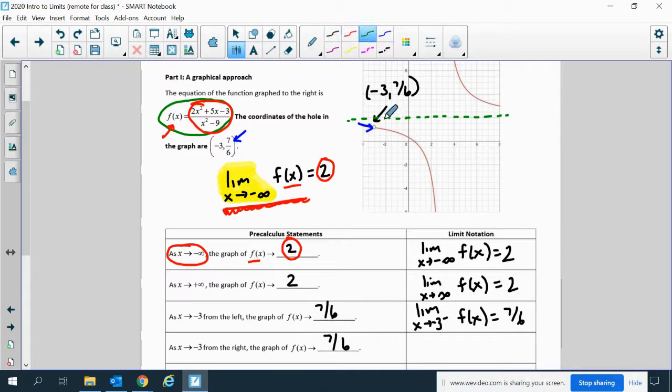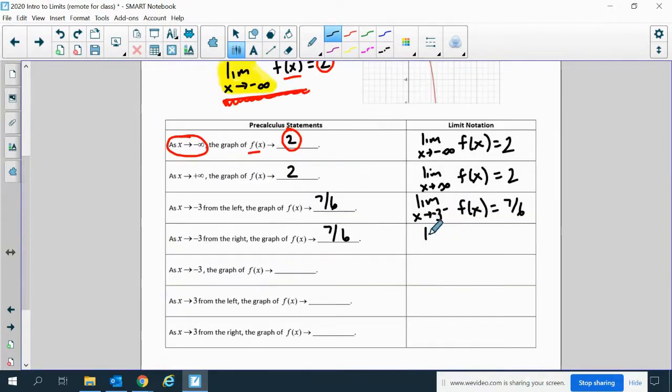Likewise, the same thing appears to be true as we approach from the right. So we would say the limit as x approaches -3 from the right of f(x) equals 7/6. As x approaches -3, the graph of f(x) approaches 7/6 because it approaches the same thing from the left and the right. So we would say that the limit as x approaches -3 of the function is 7/6.